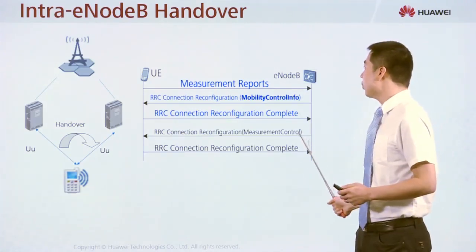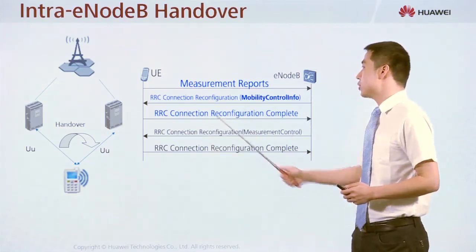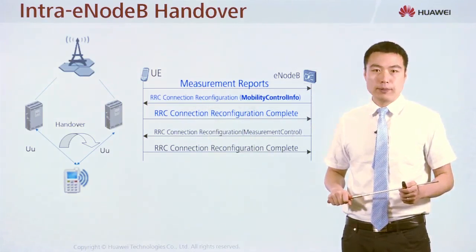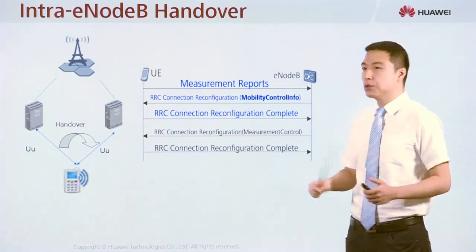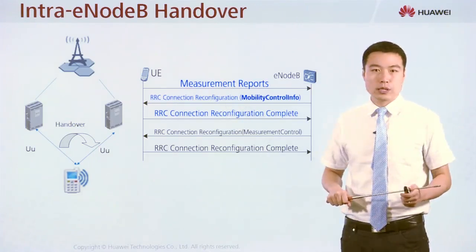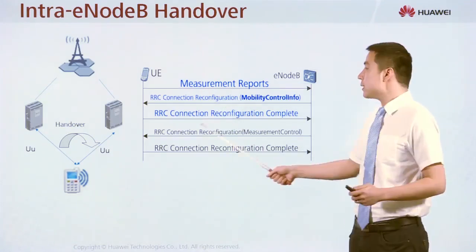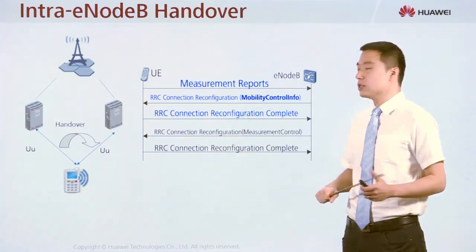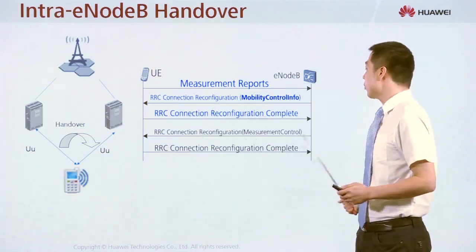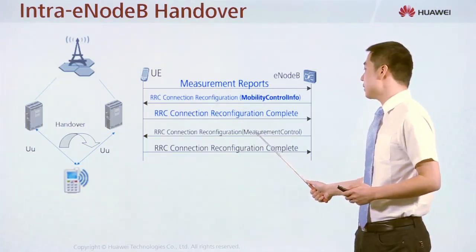Then, after the handover, the eNodeB will send an RRC connection reconfiguration message to the UE again. This RRC connection reconfiguration message is not used for the handover command. Also, it is not used for radio resource allocation, such as the SRB and DRB setup. This RRC connection reconfiguration is used for measurement control. We can see the key information element inside this message is the measurement control.